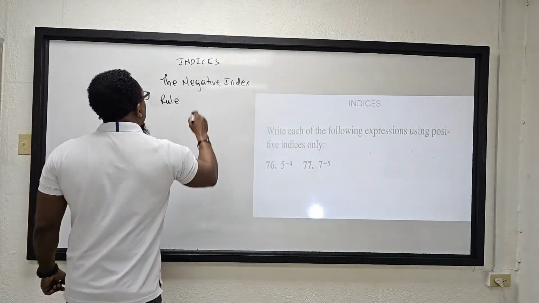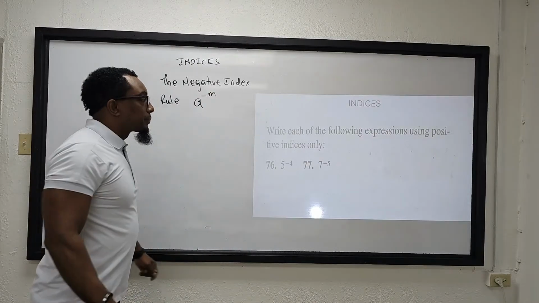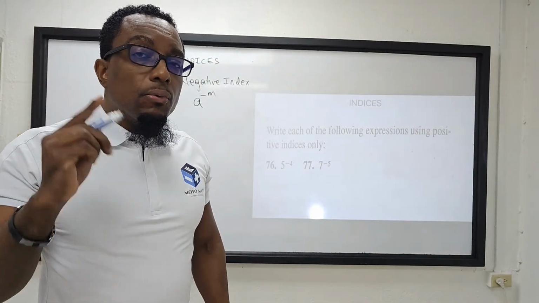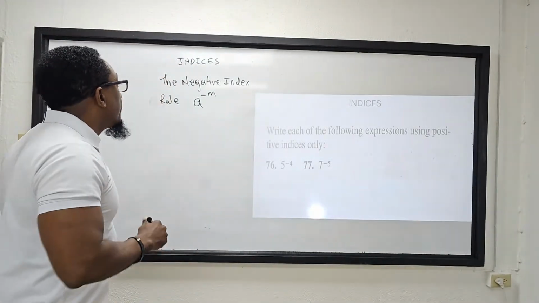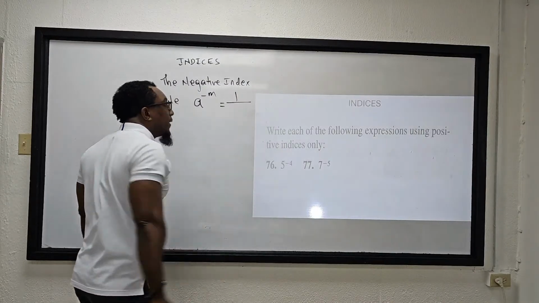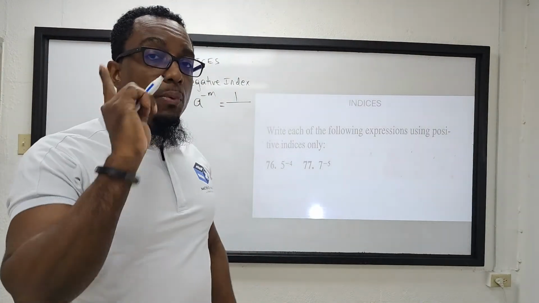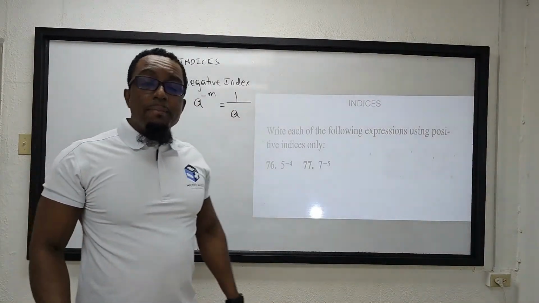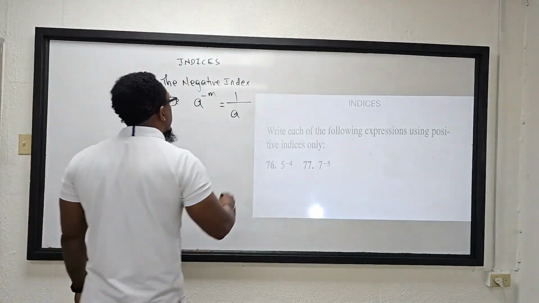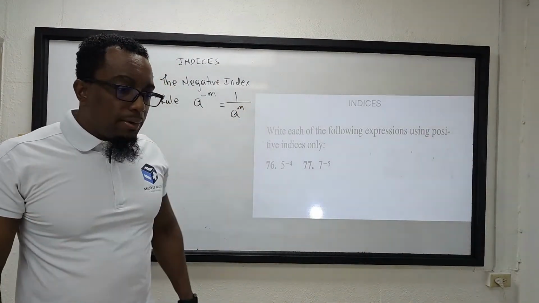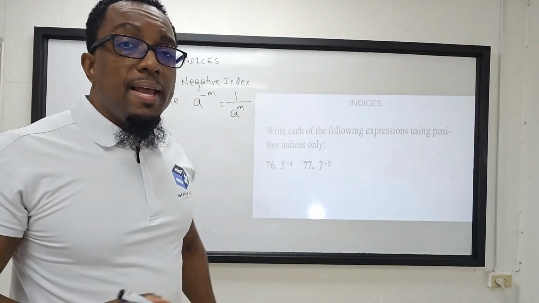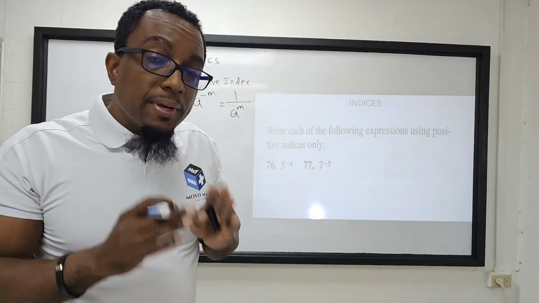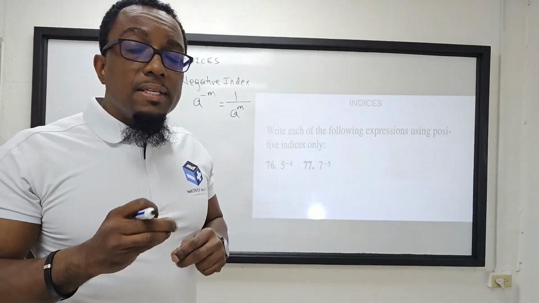Now what's the rule? If I have a to the power of negative m, and I want to move that from a negative power to a positive power, what is the rule? What you always do, you put 1 all over, always 1, not 2, not 3, not 4, always 1 all over. I maintain my base a, and my negative power becomes a positive power. So 1 all over a to the power of m. That's the rule of the negative index. So the power is negative, this is what you do: you put 1 all over, keep the base and the negative power becomes positive.